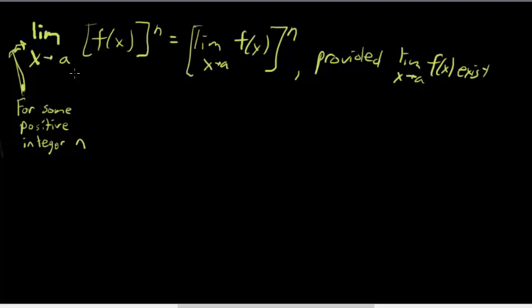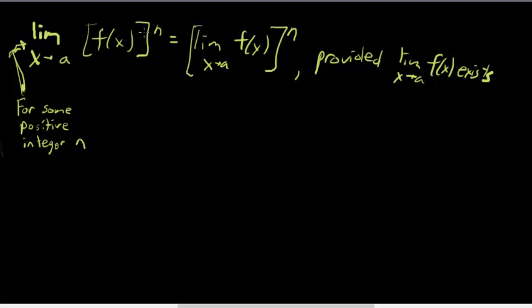And that's, for some positive integer n, the limit as x tends to a of f of x to the n is equivalent to the limit as x tends to a of f of x, and that limit raised to the nth power. And that's provided, of course, that the limit as x tends to a of f of x exists.